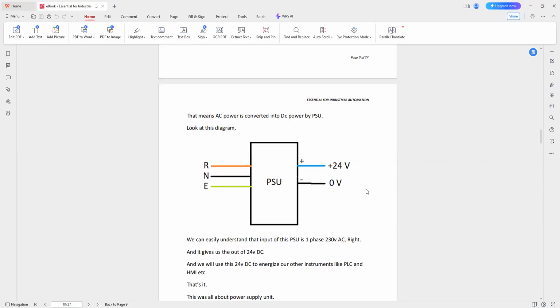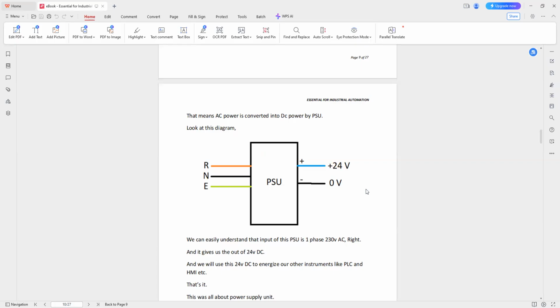It depends on how you select your model. For example, if you select a PLC model which requires only 230 volt AC, then you are not required to use a PSU.